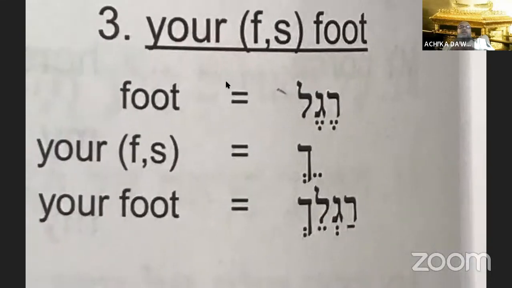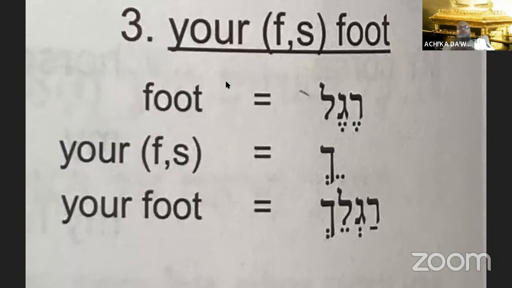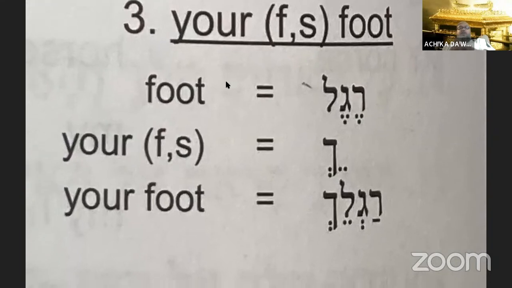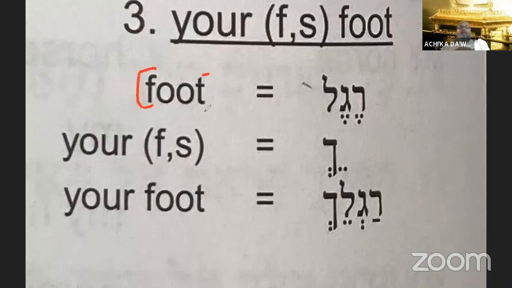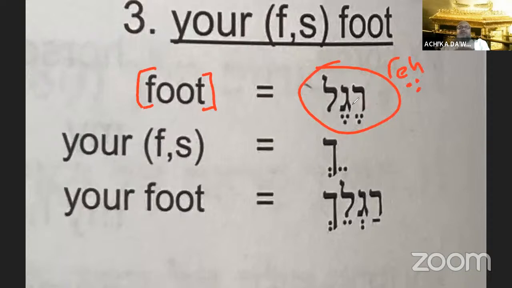Okay. Here it is right here. Here's your foot for a female. Regel is a foot for everybody, right? But I'm talking about something that belongs to you, right? So a foot, if you want to tell somebody, Regel, that means a foot. Reg, R sound, here, that's those three dots. And then you got G right here, gel. And then you got the three dots again. And the final is L, lamed. So it's regel. So that's how you say it, regel. Regel is a foot.